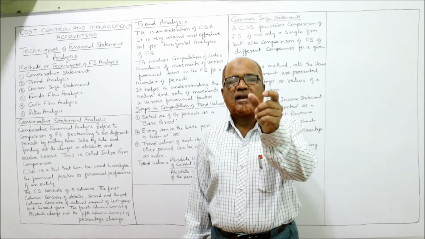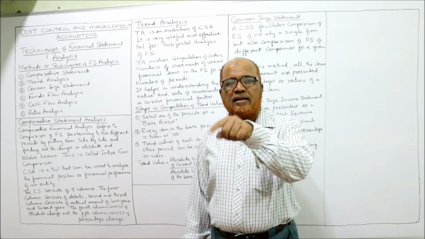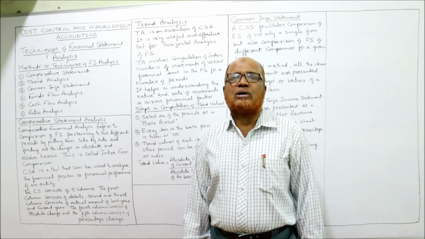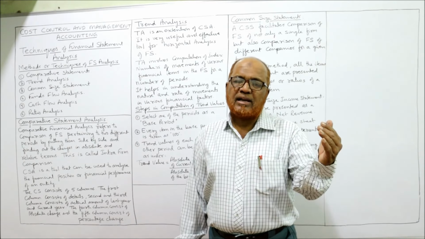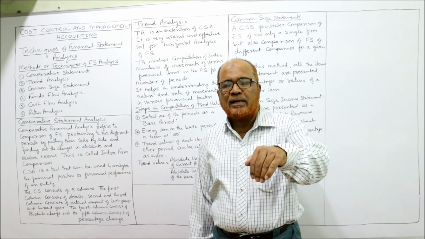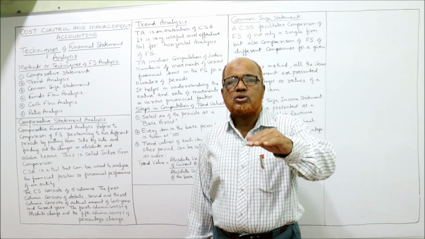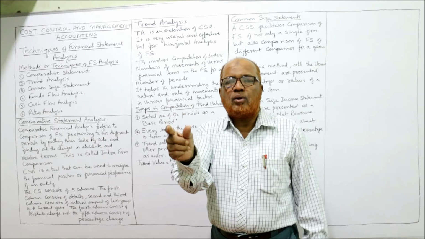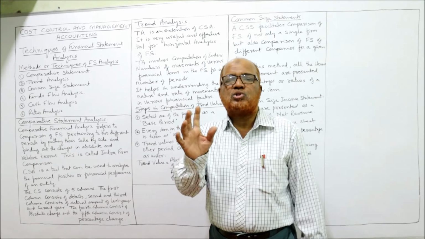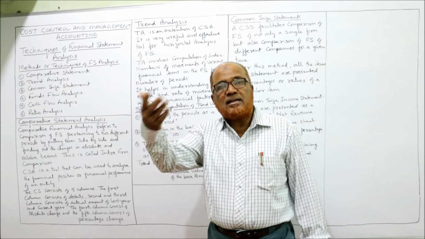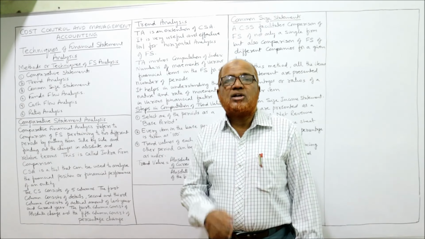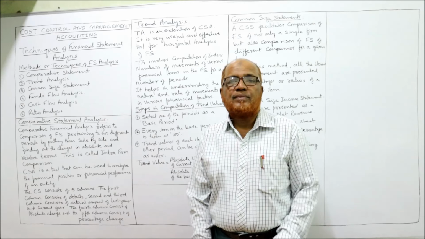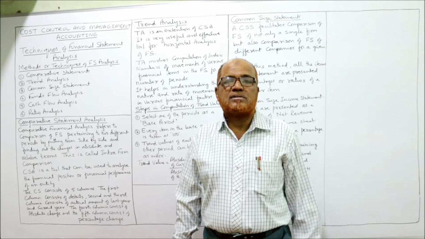Last year sales were, let it be 1 lakh. Current year sales are 1,20,000. So last year 1 lakh sales, current year 1,20,000 sales. So we can say 20,000 sales have increased. So one column, absolute change, 20,000. Percentage change, how much? 20%. The sales have increased by 20%.